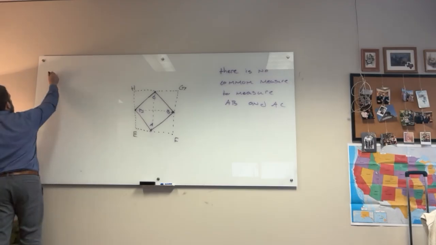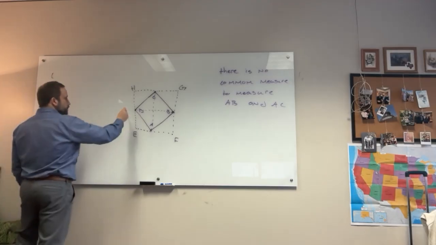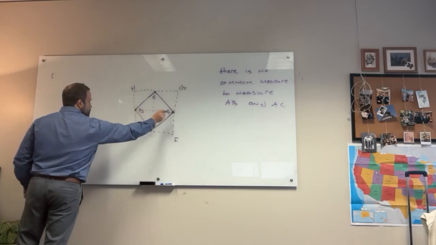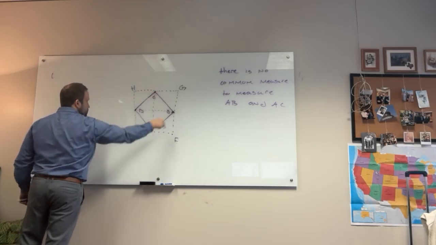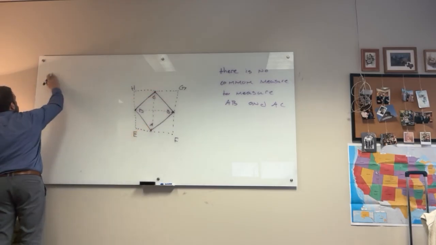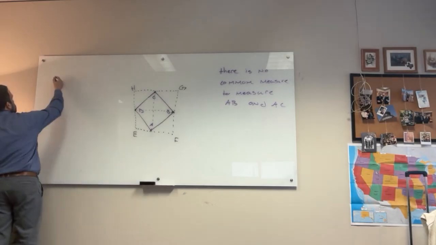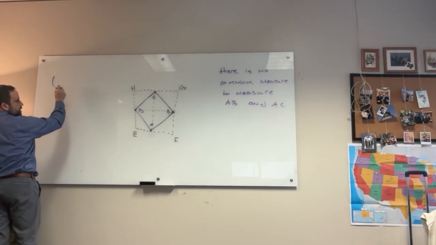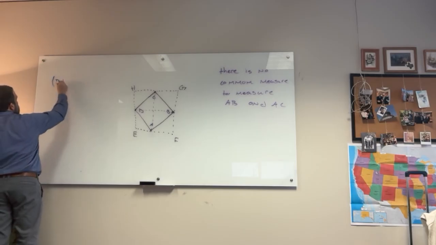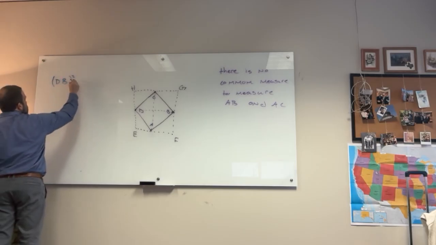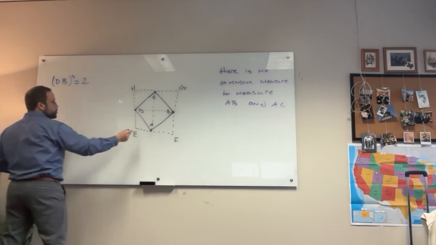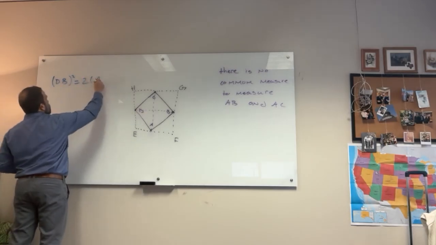So I'm going to write that down right now. This distance right here is also the side length of the outer square. So what it tells us, I'm going to use maybe a marker that shows up a little bit better. So what it tells us is that DB squared is equal to 2 times AB squared.